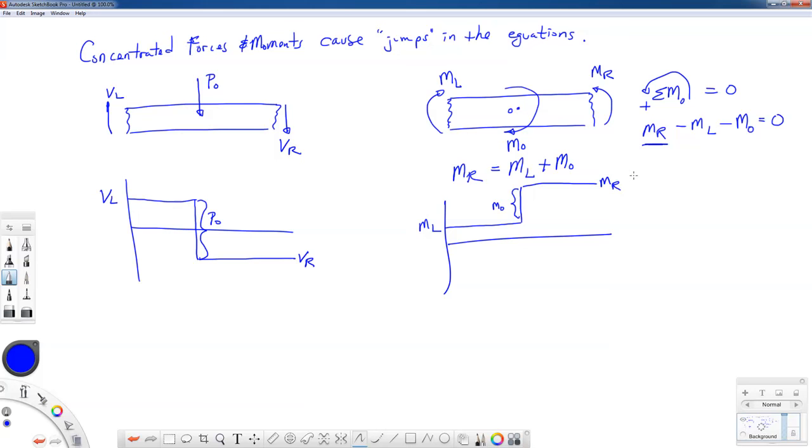So if you like to memorize things, I guess you can memorize that a clockwise applied moment causes an increase in your moment diagram. But I can tell you from my experience, I try to memorize as little as I need to. If I understand how to do equilibrium, and everybody's done that a million times by now, then it's pretty easy to draw this little free body diagram and figure out whether your internal bending moment increases or decreases just by making that sketch. So that's what we can do with concentrated forces or moments.